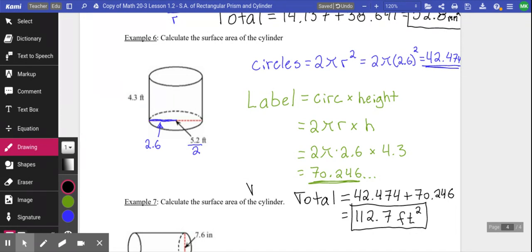How do you feel about these cylinders? A little harder, right? The circumference part is definitely the hardest part, in my opinion. But there's just so many little pieces to it, right? That's what makes it hard.